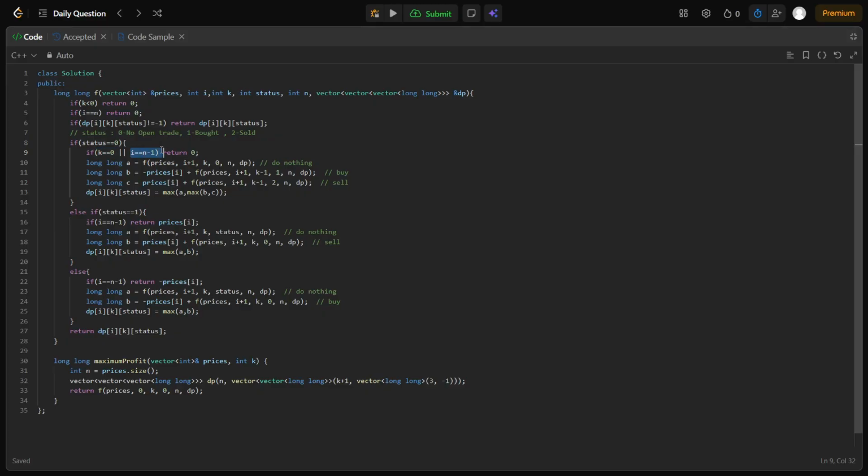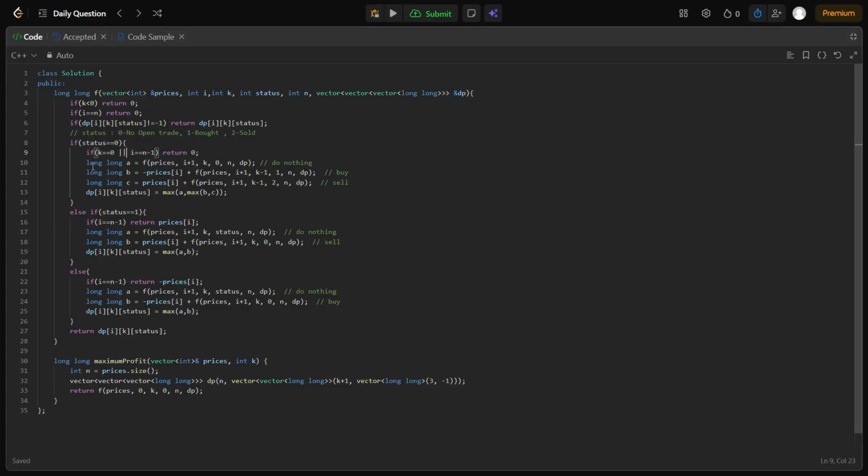Or if we are at the last day and there is no open trade, then of course we cannot open a trade and close a trade on the same day and make profit. If it is the last day, then we cannot make any trade. So we will of course return zero here as well.